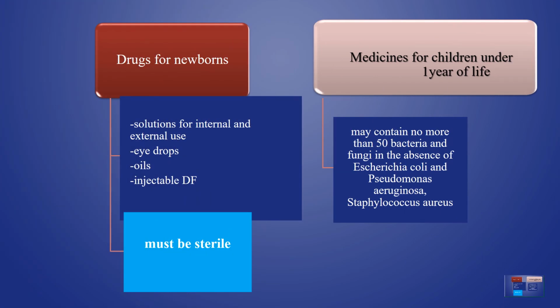Drugs for newborns must, first of all, be sterile. Commonly, these are solutions for internal and external use, eye drops, oils, and injectable dosage forms, and these are the requirements for medicines for children under 1 year of life. They may contain no more than 50 bacteria and fungi, in the absence of Escherichia coli, Pseudomonas aeruginosa, and Staphylococcus aureus.